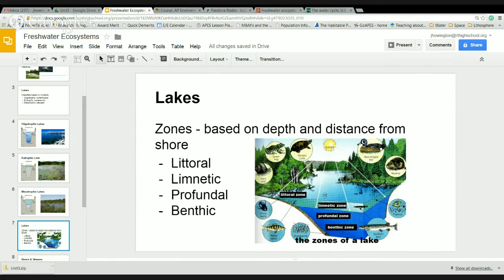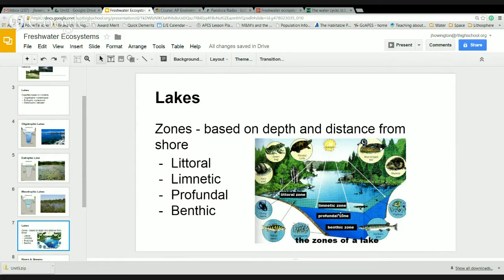It receives the most sunlight, and so there we're going to find some plankton that can photosynthesize, and we're probably also going to find maybe some fish and maybe some waterfowl.